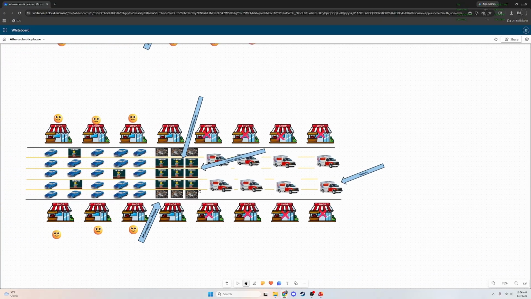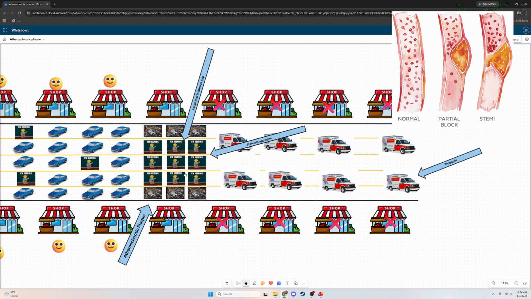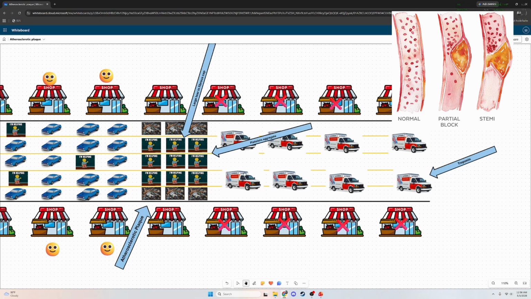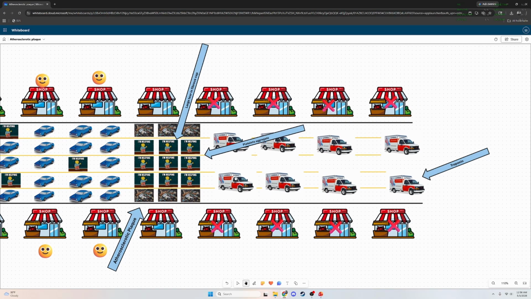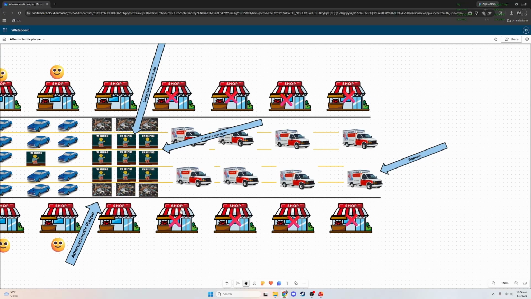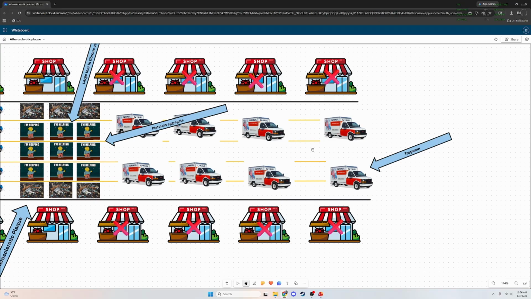Finally, we'll look at STEMI. So this is a fully or near fully occlusive infarct. So there is no oxygenated blood passing through. This causes injury to the full thickness of the heart wall. Lots of cardiomyocytes die and result in a sharp increase in troponin.